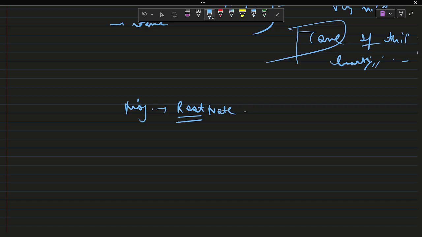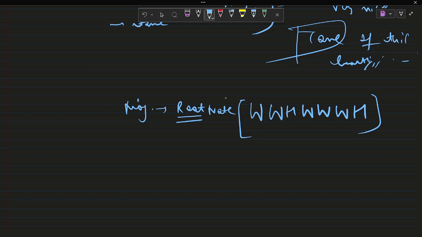You definitely should have a root note from where you start defining your scale. And from here, you have the definition WWH, WW, WH. This is the formula for finding the major scale. From the root note, we go a whole step, again a whole step, half step, whole step, whole step, whole step, half step. This is for finding the major scale.